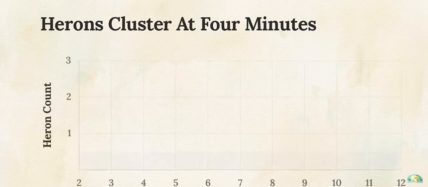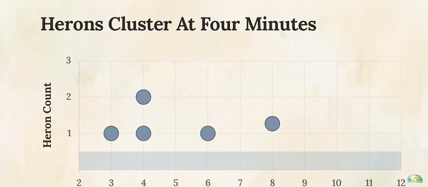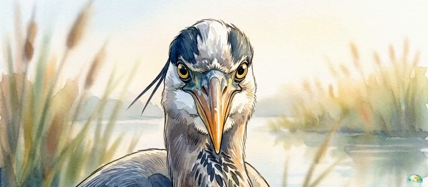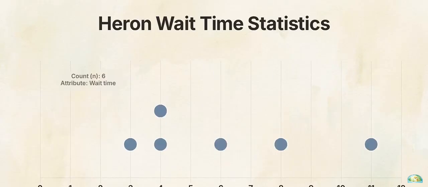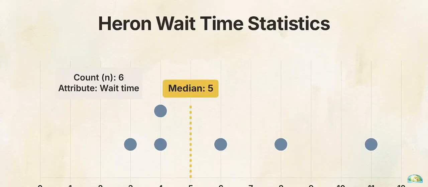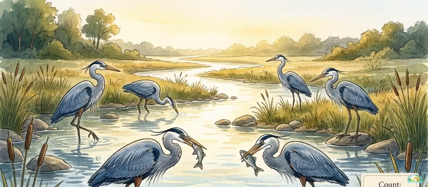In this scene, herons rest by the water. Their wait times form points at the 3, 4, 4, 6, 8, and 11 marks on our plot. Before finding the center or the range, what 2 pieces of information must we state to give these numbers meaning? We must record the count and the attribute. We have 6 observations, and the attribute is wait time in minutes. With the context established, we report the statistics. The median is 5 minutes, and the overall range is 8 minutes. Stating the count and the attribute ensures the center and spread describe a real-world event, rather than appearing as isolated numbers.